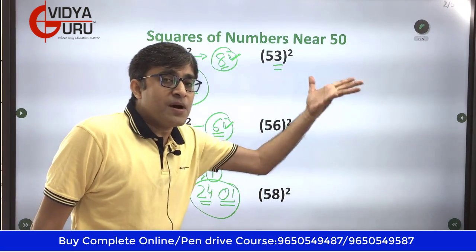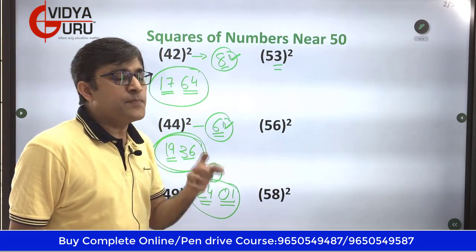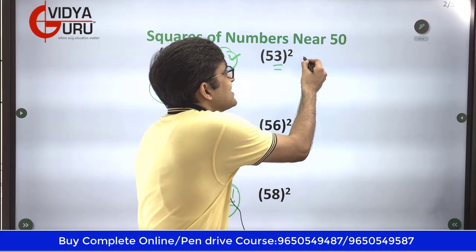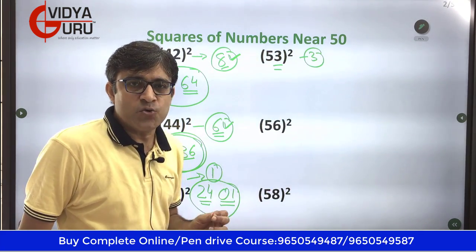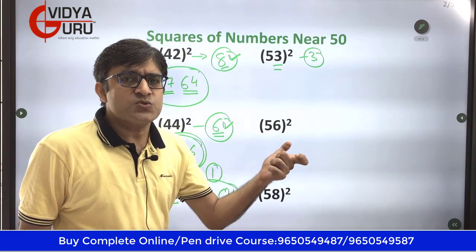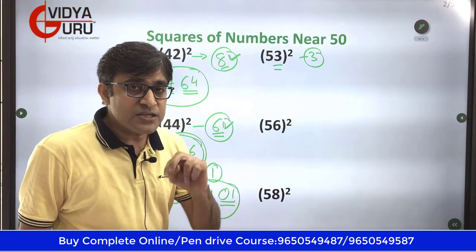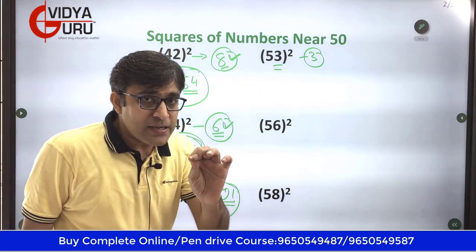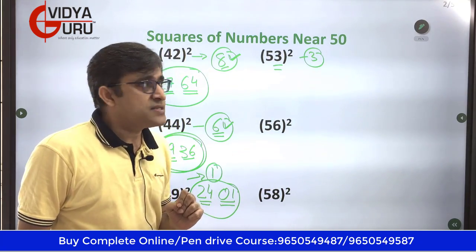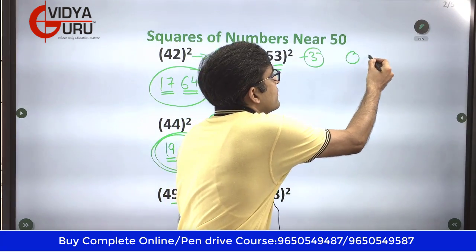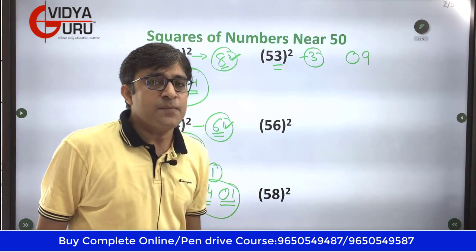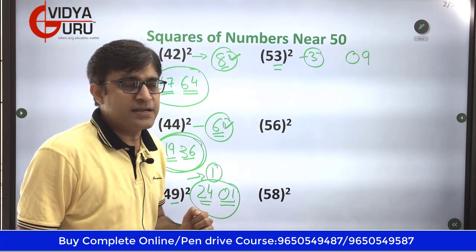So how much more is it as compared to 50? Students, it is 3 more as compared to 50. 3 square is 9, but you require the last 2 digits, so you will be writing 9 as 09 because you wanted the last 2 digits.